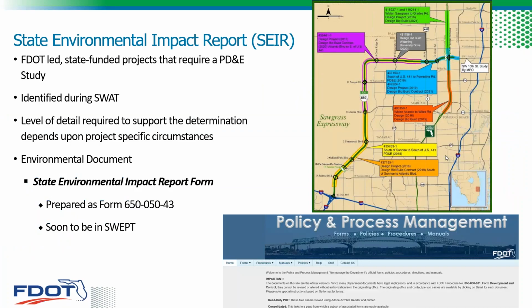Now remember, the SEERs are prepared for those FDOT-led state-funded projects that require a PD&E study. So for most projects, again, this was identified during that SWEPT process. And the size and the level of detail that's needed to support the decision can vary in a SEER, and it's all really going to depend on the project's specific circumstances. The State Environmental Impact Report form is used to document SEER projects, and currently this form is available from FDOT's Policy and Process Management Unit website. I'll have a link for that later, but soon it's going to be incorporated into SWEPT to be completed electronically.